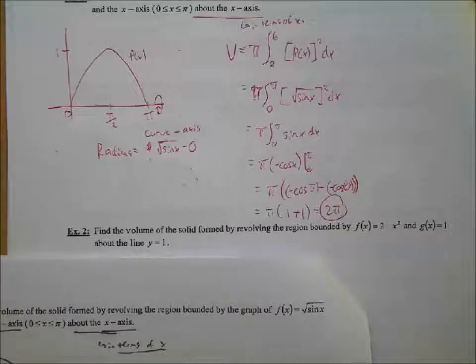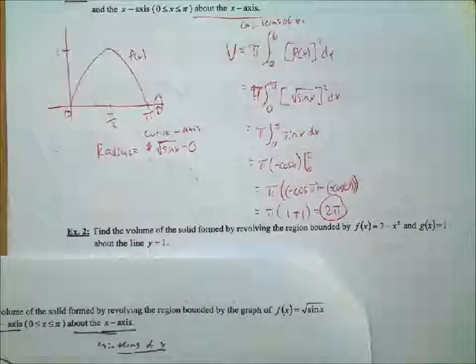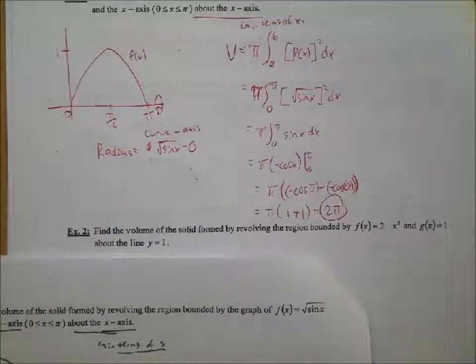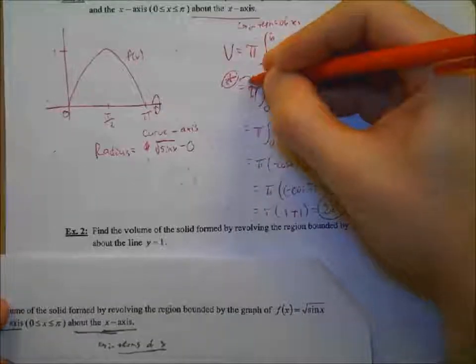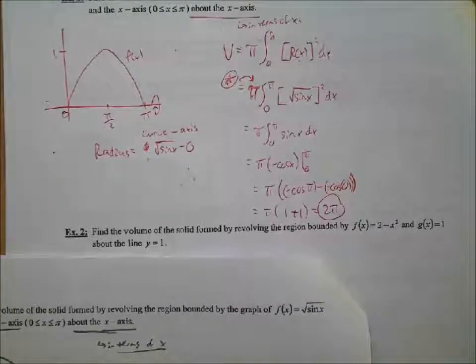Whenever you use your calculator to do this, make sure you then multiply your answer by pi. Or when you're typing in your calculator, put pi in front to start it out, then times the integral, and then you don't have to worry about it anymore. But watch that pi. Make sure that you put that pi in front there. Watch that out.